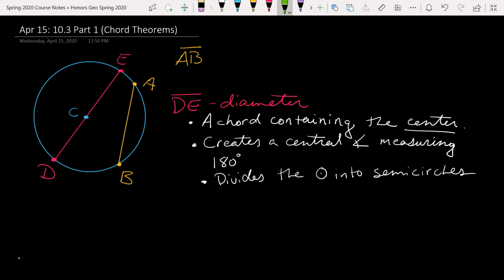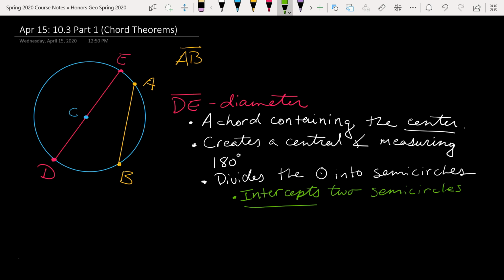Another way to say this is that it intercepts two semicircles. Remember this vocabulary word again. Central angles, and in fact chords as well, intercept arcs. In the case of a diameter, the arcs that are intercepted are both semicircles.